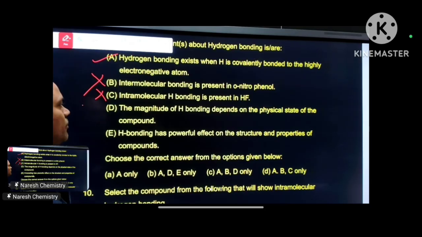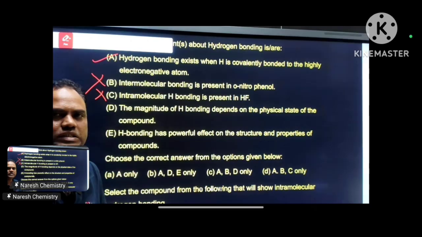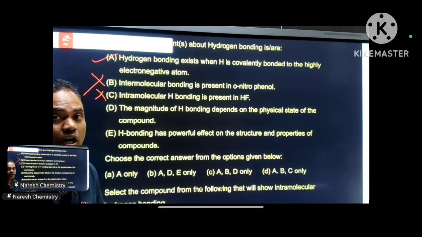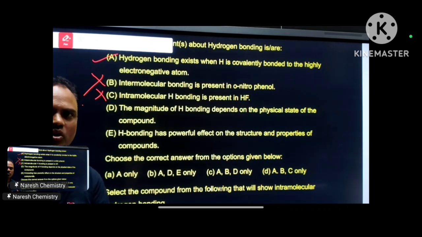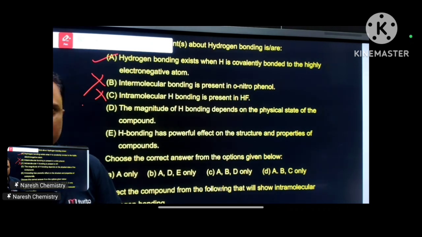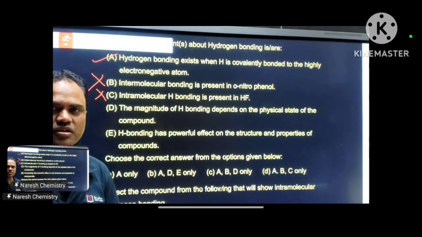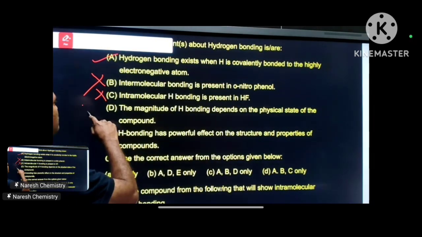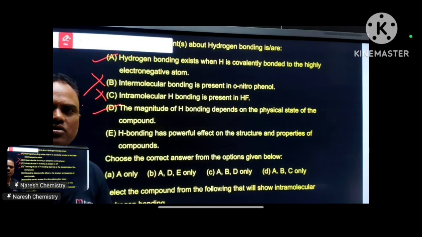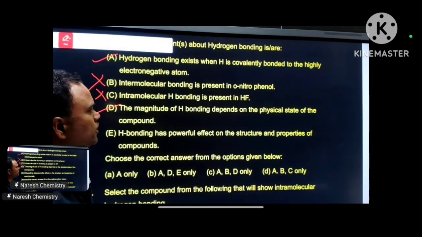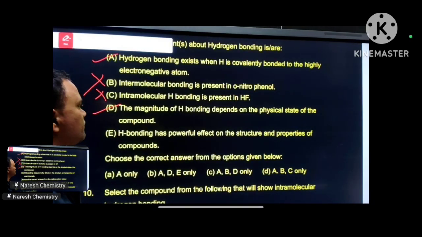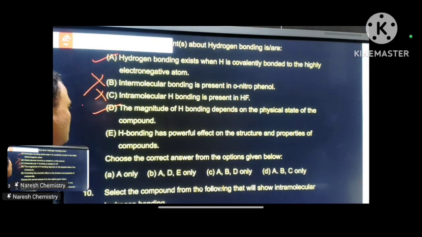The magnitude of hydrogen bond depends upon the physical state of the compound. Tell me who will give the answer. I explained this by taking which example? Water example. Water is solid, ice. Yes, depends on the physical state. Correct. In solid state, strength of hydrogen bonding is more. Okay. Right. Next.